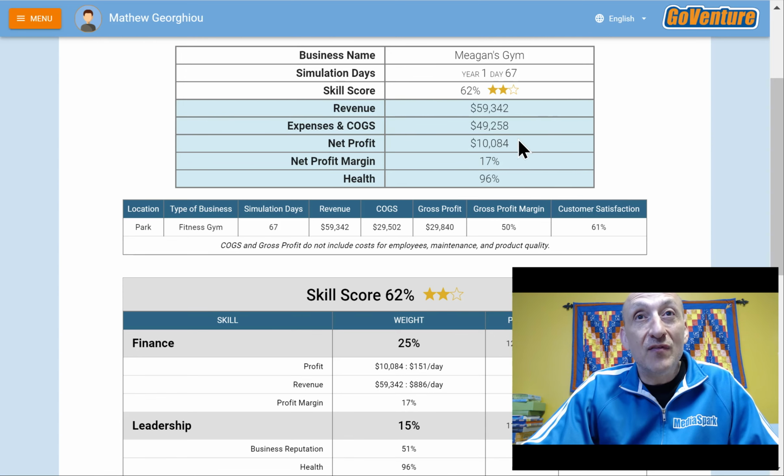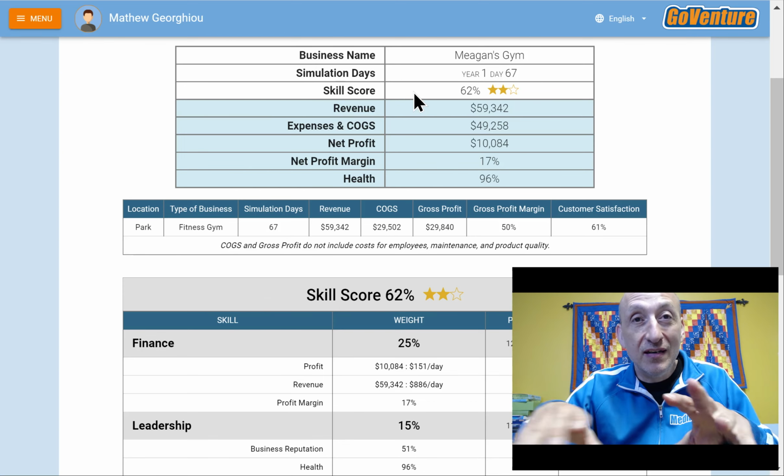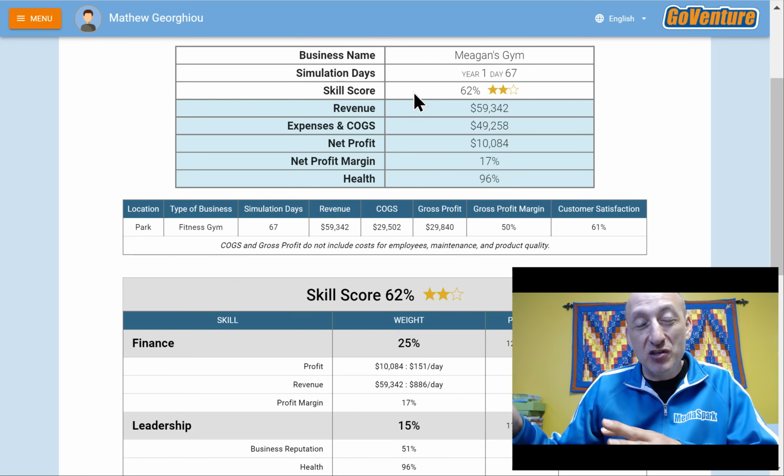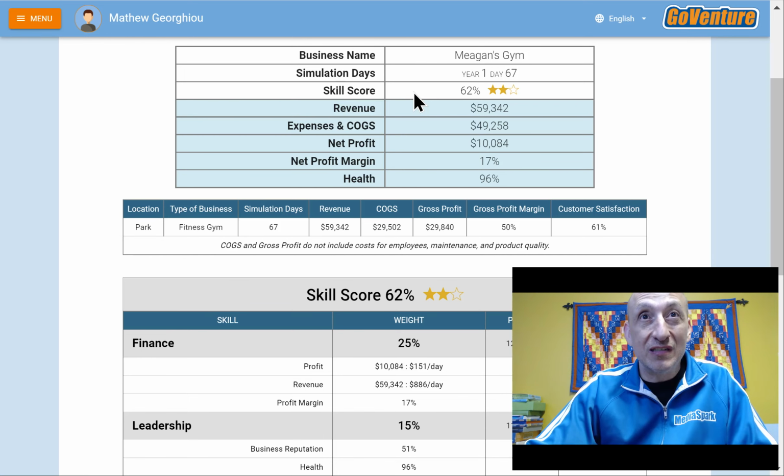So on the top, we have a summary table that shows you how many days you've played, or simulation days as we call them, you've played, what your overall skill score is. So that's the underlying measurement of this whole thing, is we take all the different competencies and the metrics, and we combine them into what we describe as a skill score. And every simulation is kind of different, but this particular one, we use a skill score.